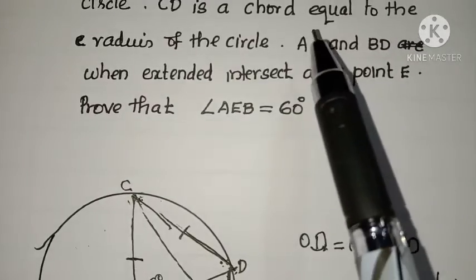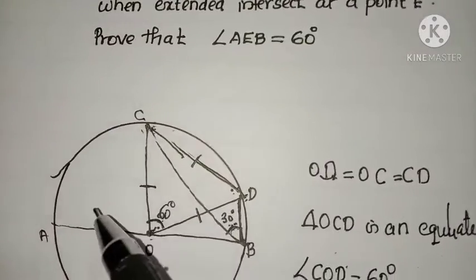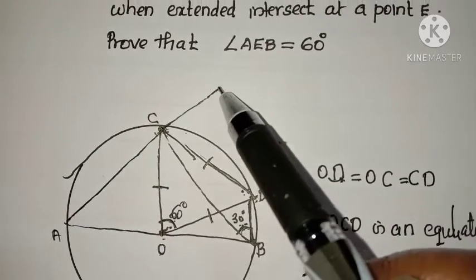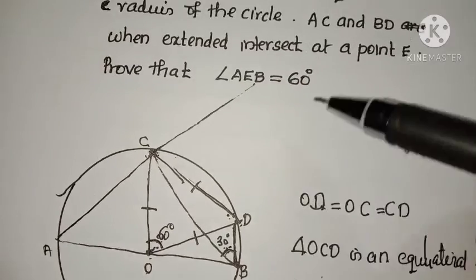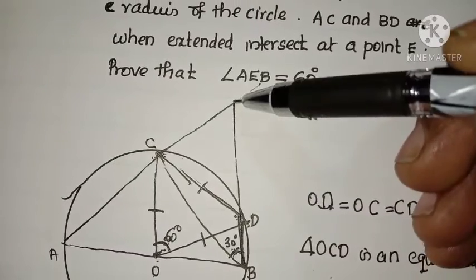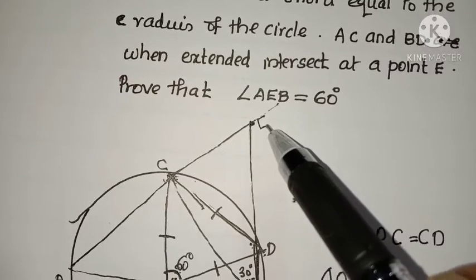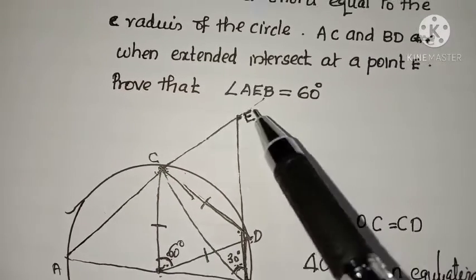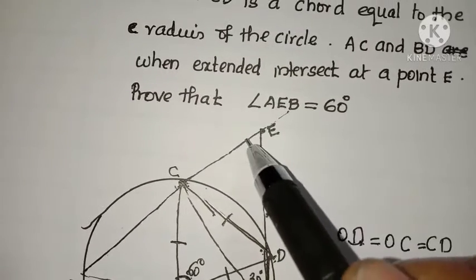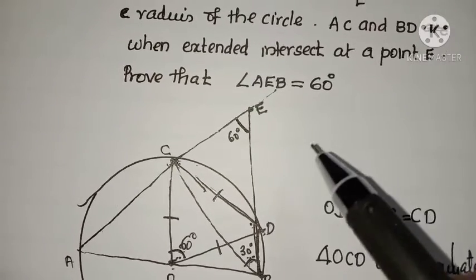Now in the question, AC and BD are extended. So join A and C and extend the line AC, and extend the line BD. Both the lines intersect at a point E. So we have to prove that angle AEB is equal to 60 degrees.